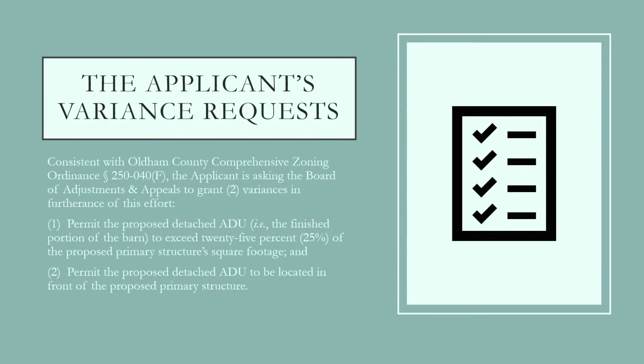Let's talk about the variance requests. Consistent with Oldham County Comprehensive Zoning Ordinance Section 250040 sub F, again, that's where the board may approve this, we are asking the board to grant 2 variances in furtherance of this effort. The first is, again, to permit the proposed detached ADU, i.e. the finished portion of the barn, that 1,600 square feet we were talking about, to exceed 25% of the proposed primary structure's square footage. And there's been some discussion back and forth about 2,720 versus doubling that, the basement, if it's going to be finished or not.